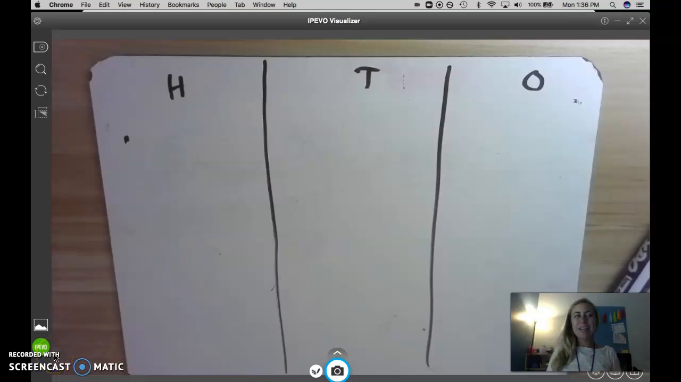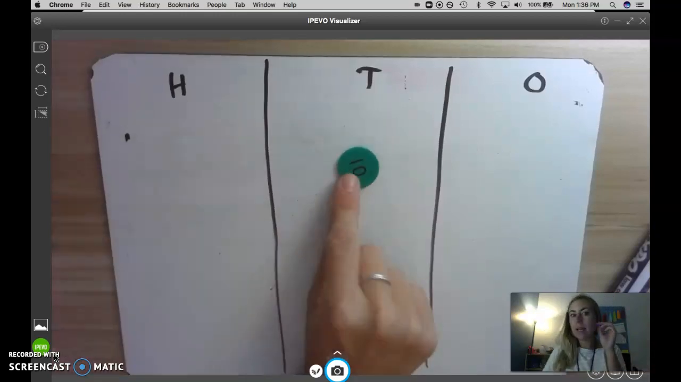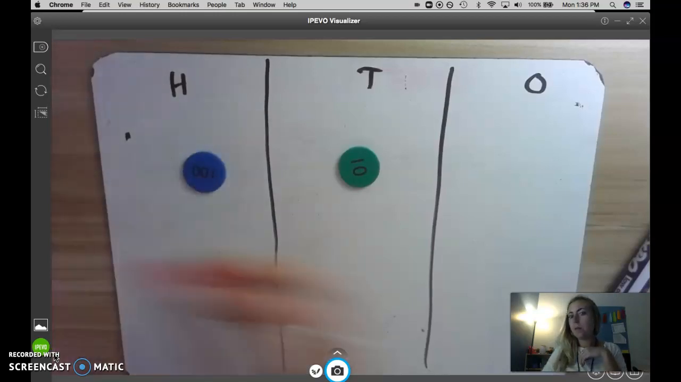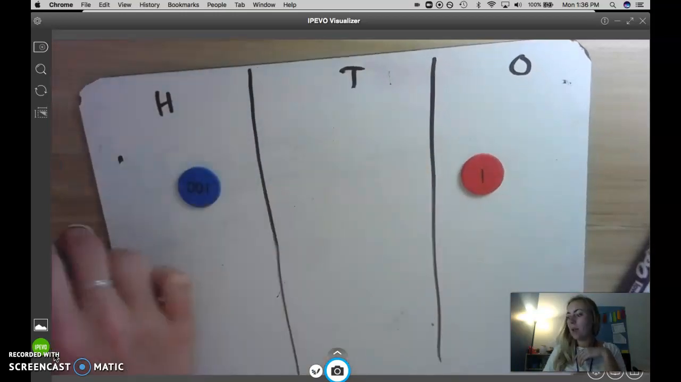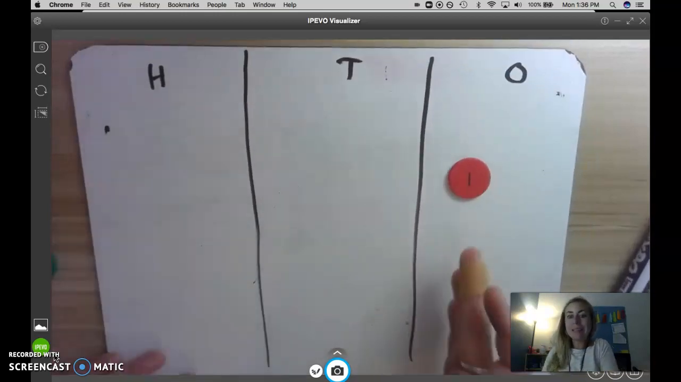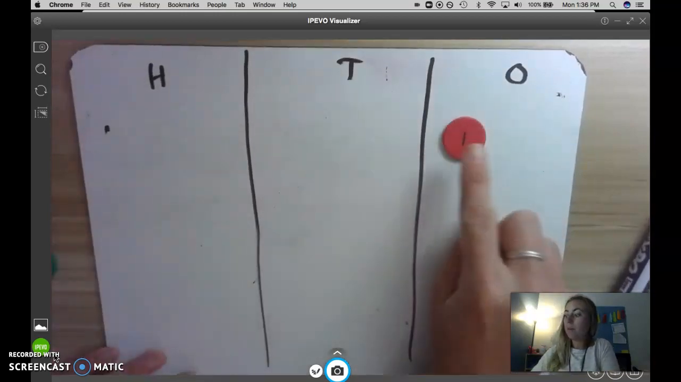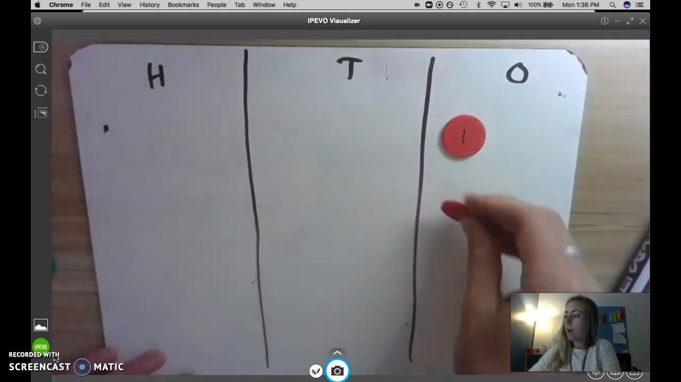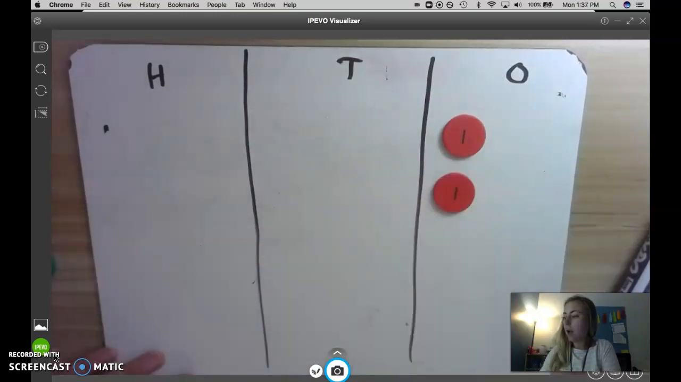Hi friends! Today we're going to keep on working with our place value discs. Remember, these place value discs are round and they stand for 10, 100, or 1. When I'm working with my place value discs, I want to make sure that they're really neat. So if I'm placing my ones, I want to make sure that there's one on top of the other. This is the same way for when you draw it.